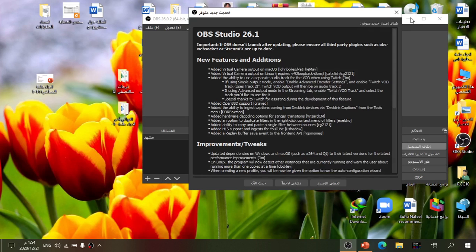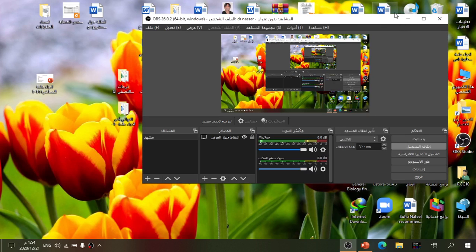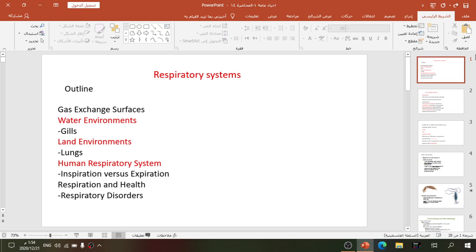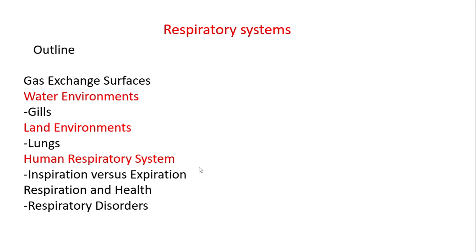We are going to talk about the respiratory system as in the last lecture. Respiratory systems, gas exchange surfaces, water environments. البيئة المائية, they use gills. Land environments, they use lungs as respiratory systems.